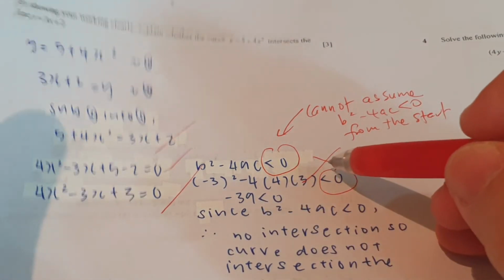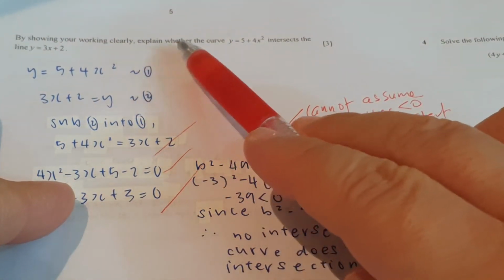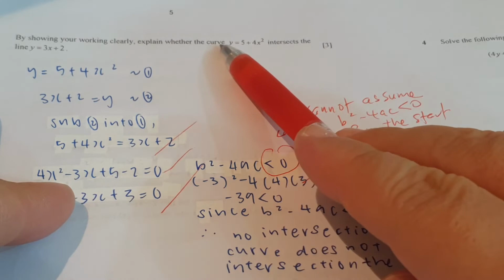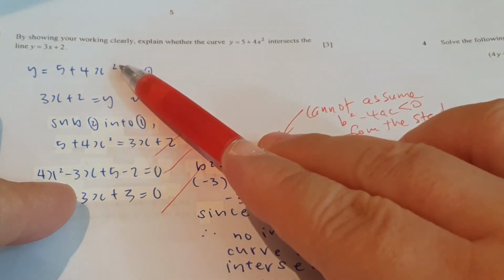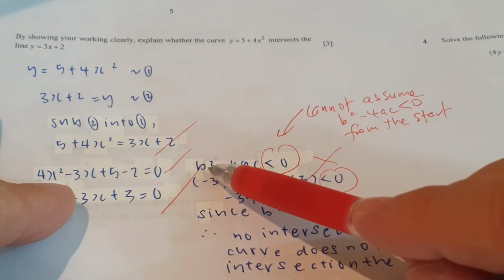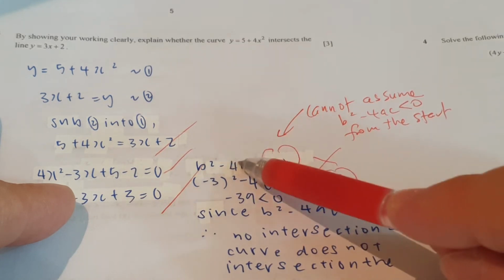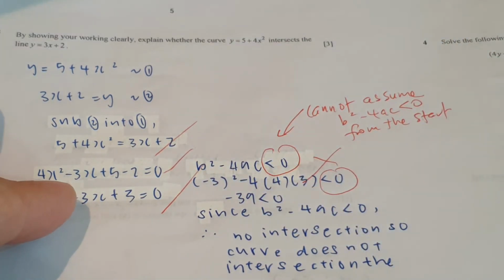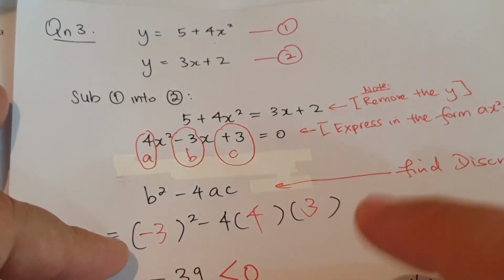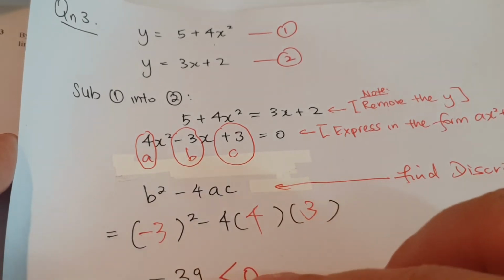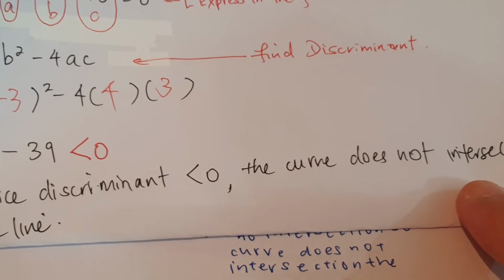Okay, but I want to say something. If they ask you to explain why the curve does not intersect, you also cannot say from the start that b squared minus 4ac is less than 0. Cannot. You've got to find your b squared minus 4ac like so, and then you get the b squared minus 4ac. Then you show that, oh yeah, it's less than 0. Then you say it does not intersect. So I hope we are very clear on this.